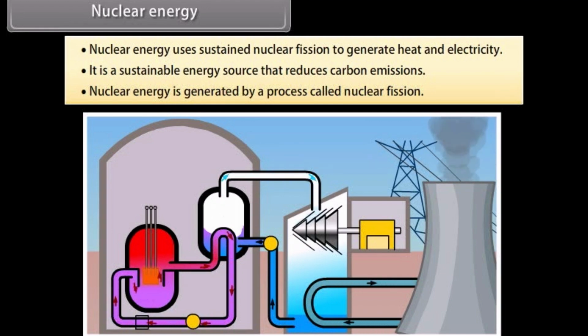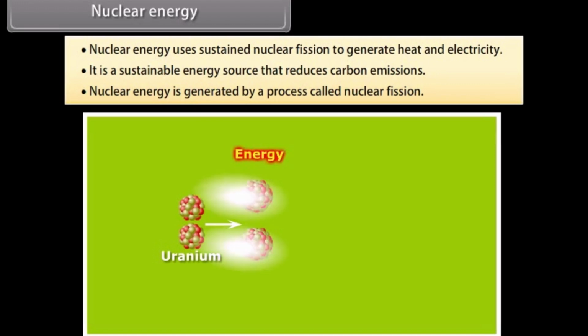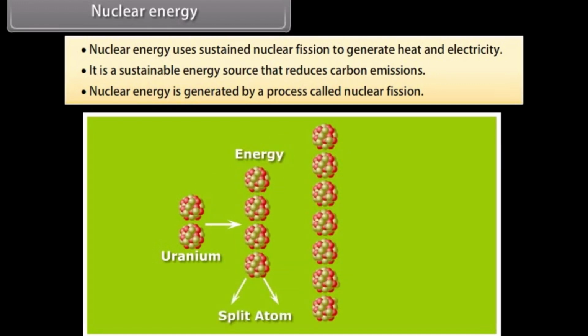In this process, the nucleus of heavy uranium, plutonium, or thorium is bombarded with low-energy neutrons. This atom is then split into lighter nuclei. A tremendous amount of energy is released. For example, the fission of an atom of uranium produces 10 million times the energy produced by the combustion of an atom of carbon from coal.